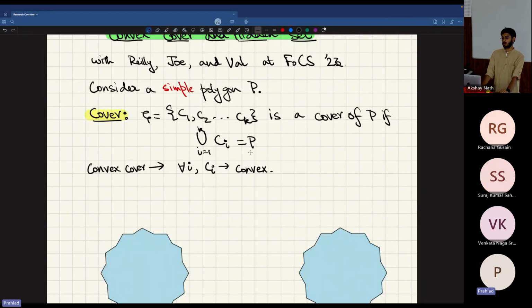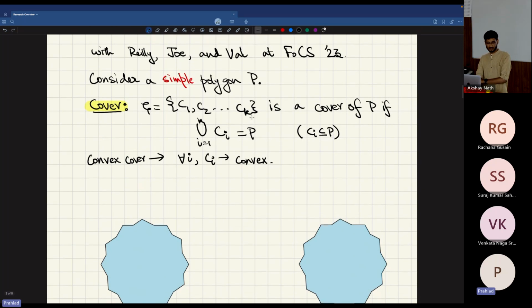So also just a quick note, because the union is equal to P, each of the Ci is a subset of P, right? So you can't take a large rectangle and just place it on top of the polygon and say that you've covered it, because we don't have P to be a subset of the union. We have it to be equal to the union. So this is the definition of a convex cover.